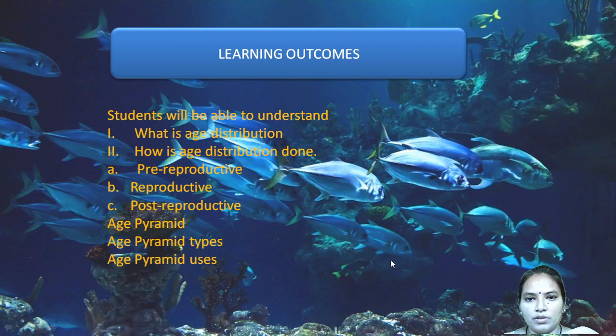The learning outcomes. Students will be able to understand what is age distribution, how the age distribution is done on the basis of reproductive and post-reproductive ages, the age pyramid, the types of age pyramids and the uses of the age pyramid.